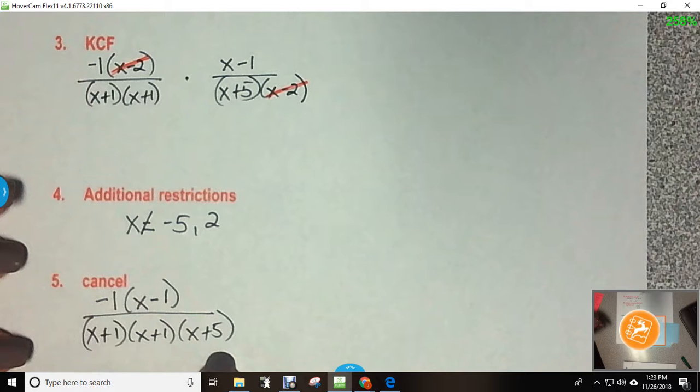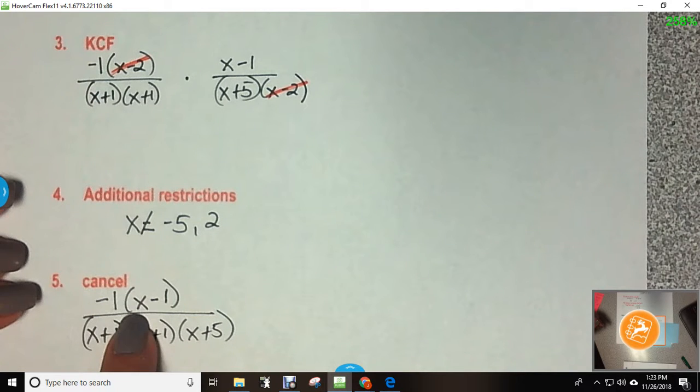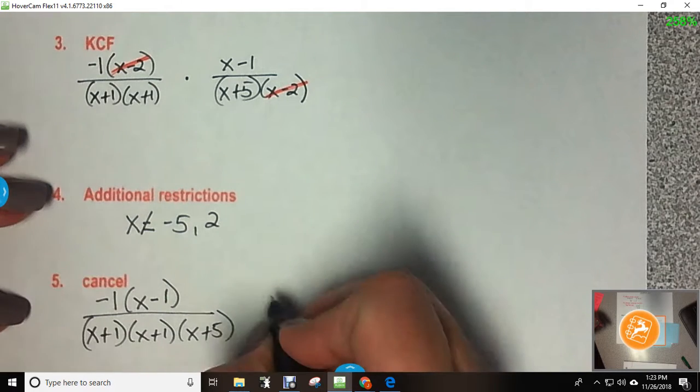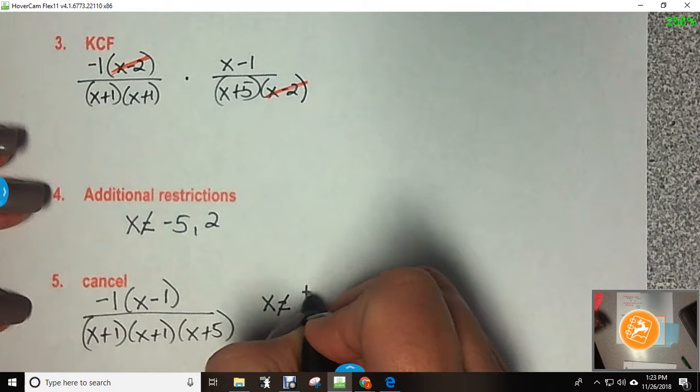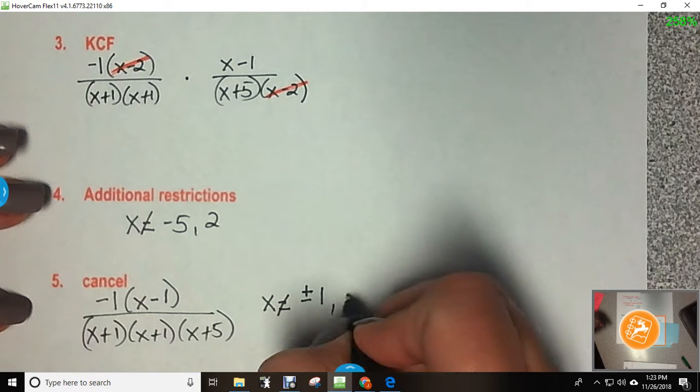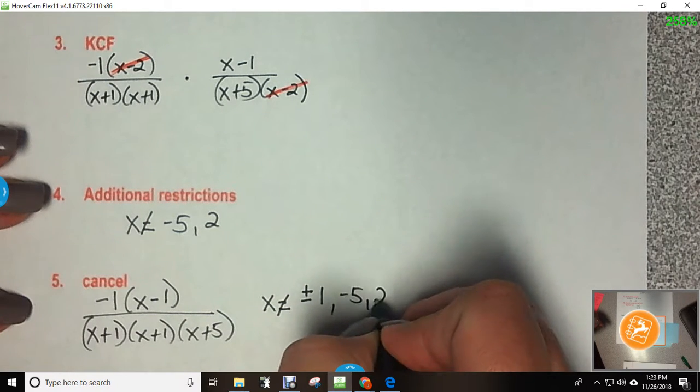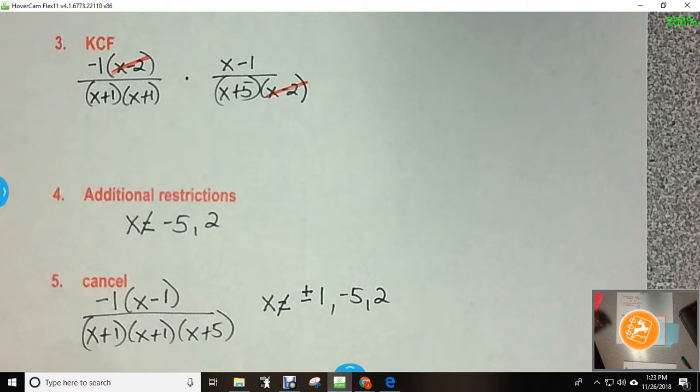I'm not going to multiply it. You can multiply the top if you want to, but you don't have to. Okay, if you're not doing the bottom, you don't have to do the top. But your restricted values, we need to list them all. They are ±1, -5, and 2. All right, questions? All right, then that is it for this section.